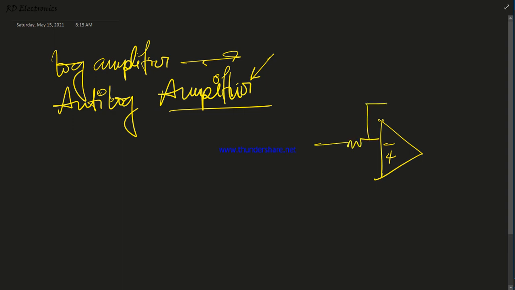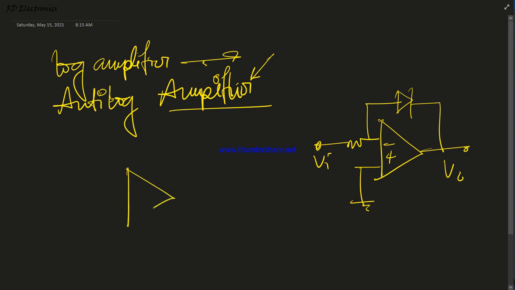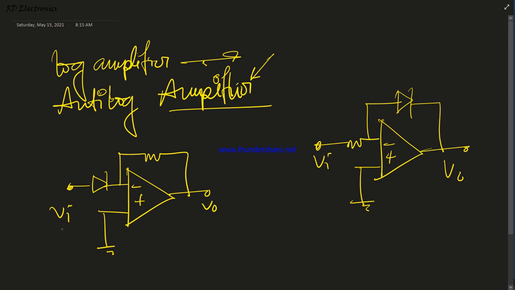This is a logarithmic circuit. We connect one non-linear component, which is also known as a diode. Here we apply V input, here we apply V output, and for the anti-log circuit this is minus, this is plus. Here we apply one diode, one resistance, this is V0, this is ground, this is V input.